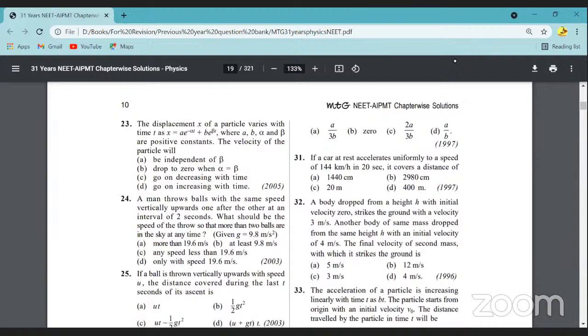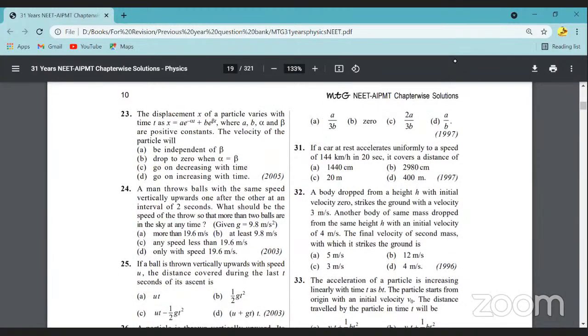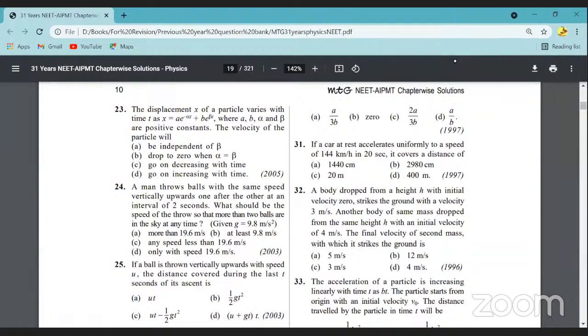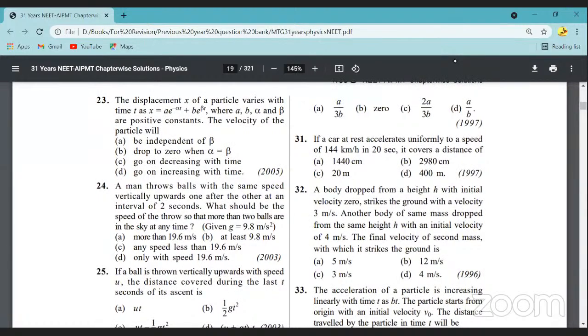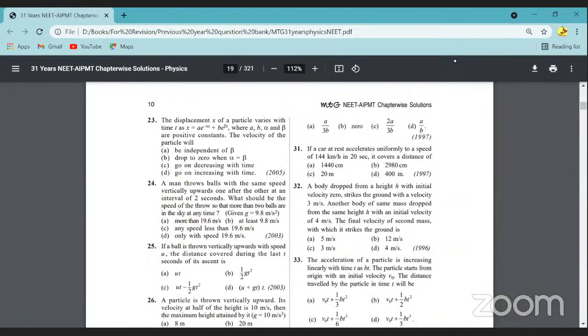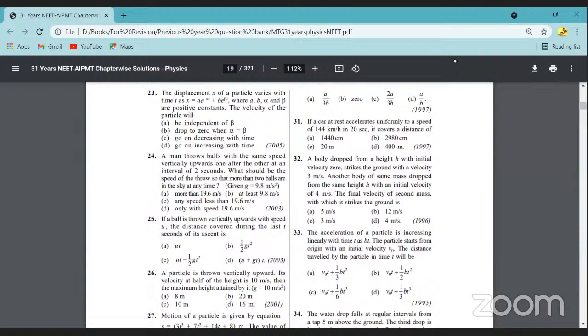हाँ, ठीक है. एक काम करो, 23 से लेके 30 तक सॉल्व करो और फिर पूछो. सबके पास किताब है, सॉल्व करो. जिसके पास किताब नहीं है वो इधर से देखो. 23 से लेके 30 तक करो.